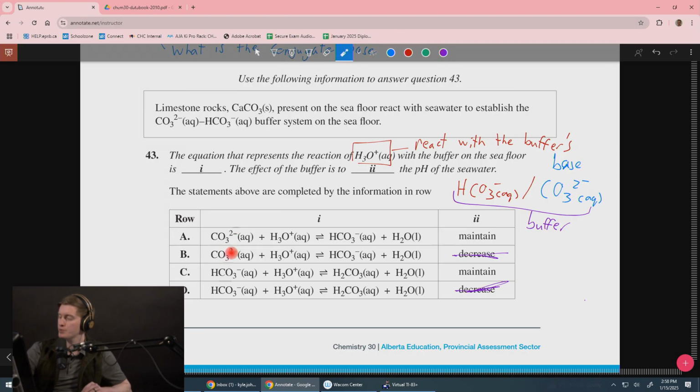Then you're choosing which one is it going to react with. Well, this is the base of our buffer system, the carbonate. So we're going to choose the reaction where we react with the base of our buffer system. Now, if the buffer system was carbonic acid and the hydrogen carbonate anion, then you would react with hydrogen carbonate. Yes, this can act as a base, but within this buffer system, it's the acid. So if you were adding acid to this buffer system, it's going to react with the conjugate base of the buffer system.